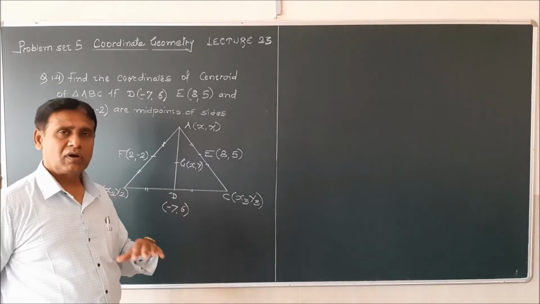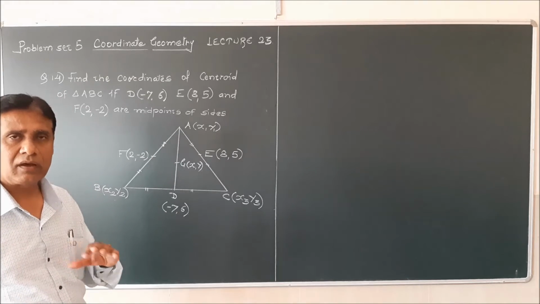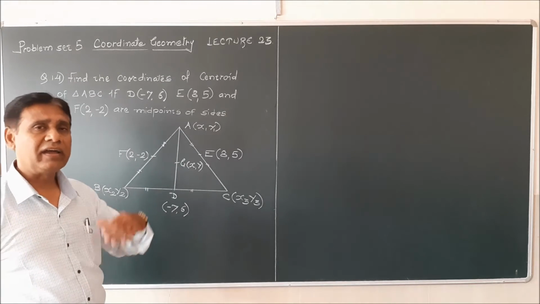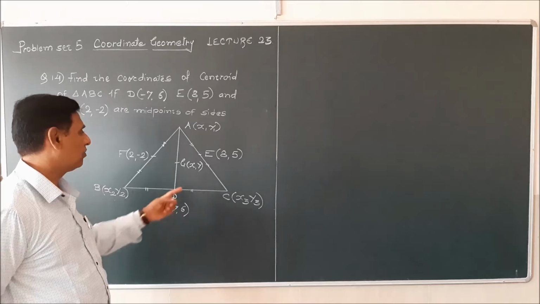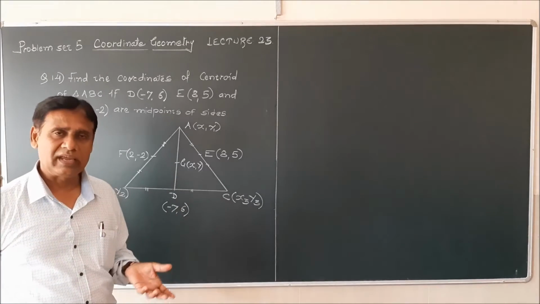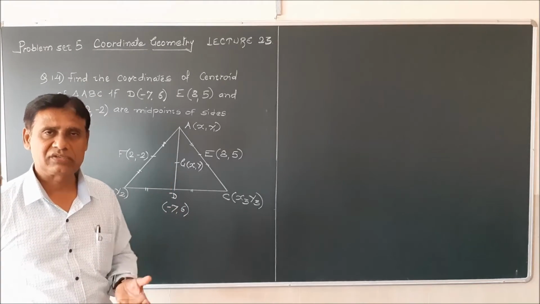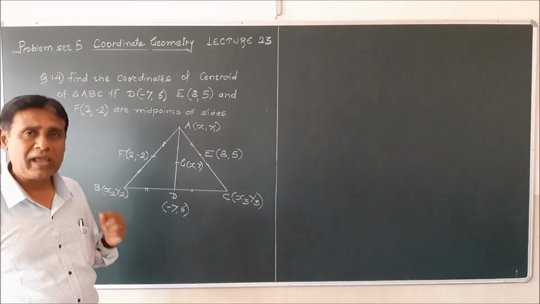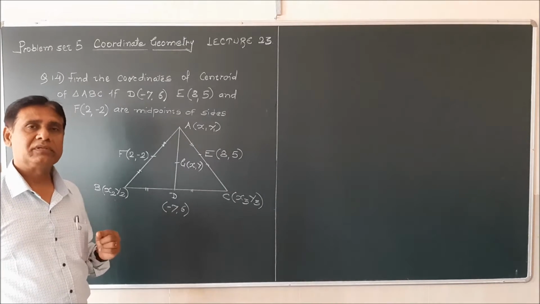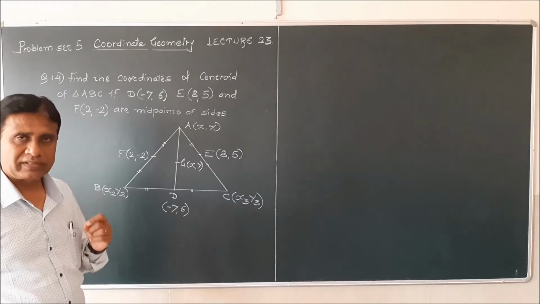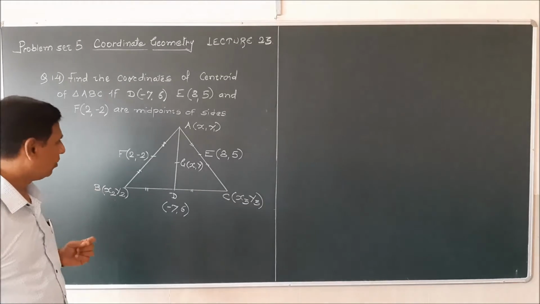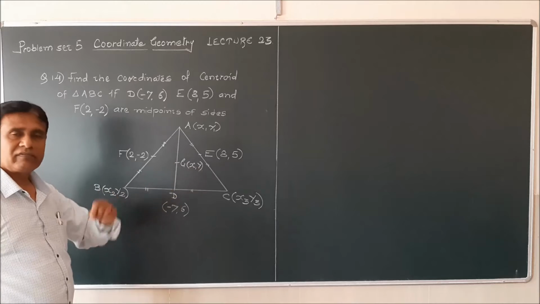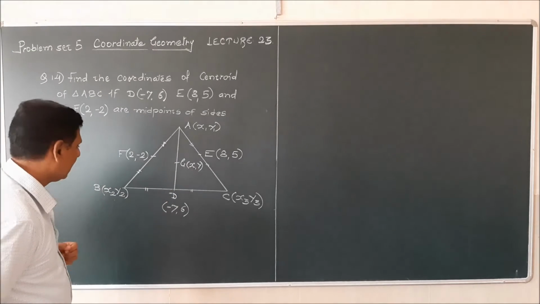Now here also I will use the midpoint formula only, and our final aim is to get the value of x. You all know x is equal to x1 plus x2 plus x3 upon 3, as well as y is equal to y1 plus y2 plus y3 upon 3. So I am going to find out the values of x and y. Now let's see here.